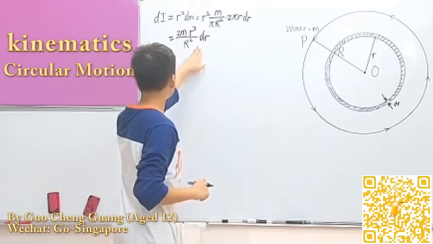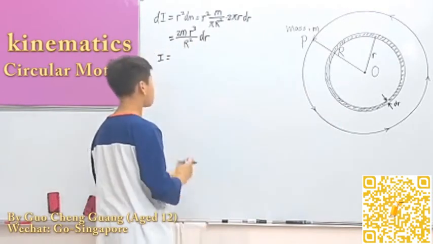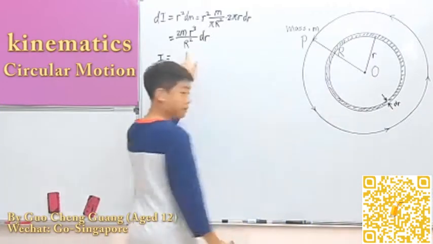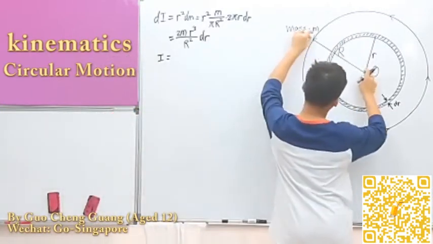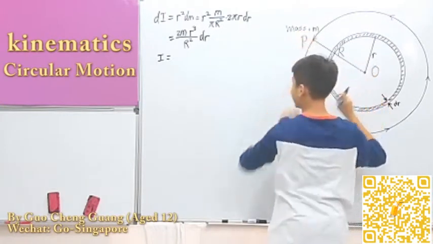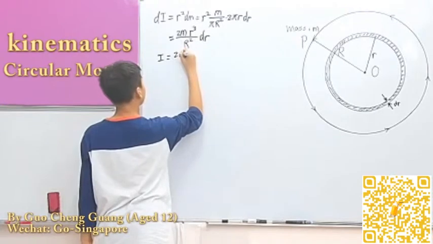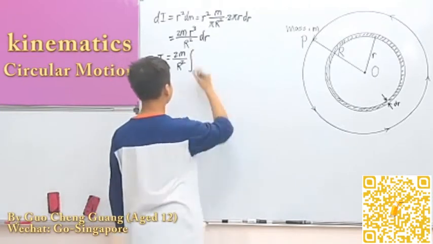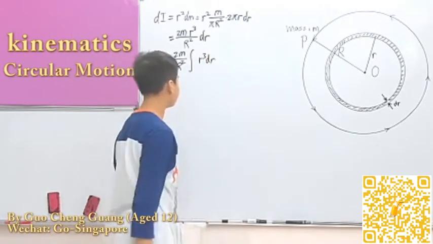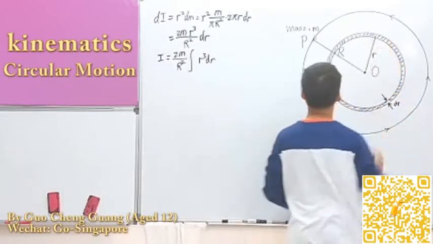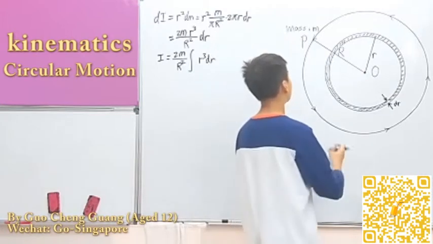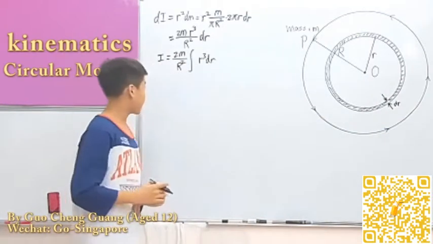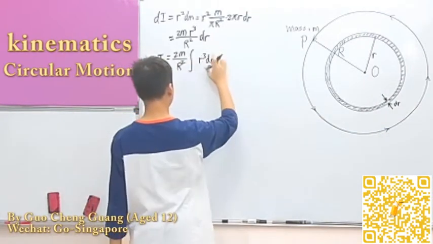Let's see which parts of this are constants. The mass M doesn't change. And capital R, just beware, is the longest radius, and it also doesn't change. So this part over here is a constant, and we don't need to integrate it. But what we do need to integrate is r cubed dr. This r keeps changing. It depends on which circle and what the radius is. So this is r cubed dr.